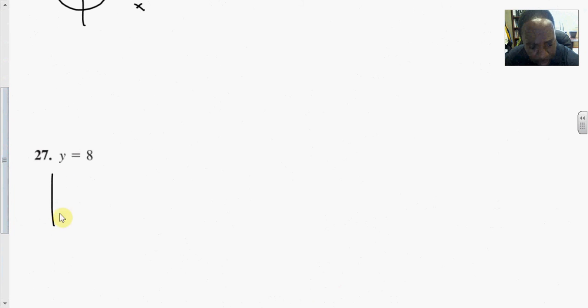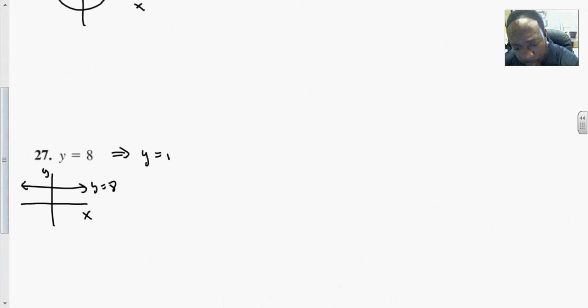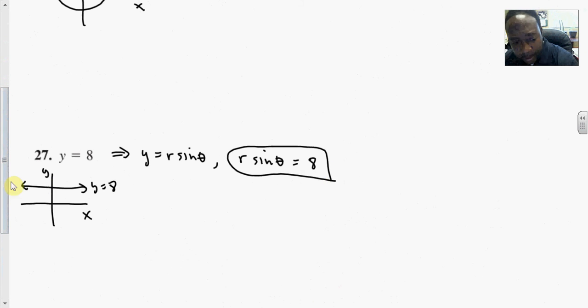Here, y equal to 8, you can graph that. That's just a horizontal line. And to convert that to polar form, we know that y is equal to r sine theta. So if that be the case, then we say that r sine theta is equal to 8. That's it.